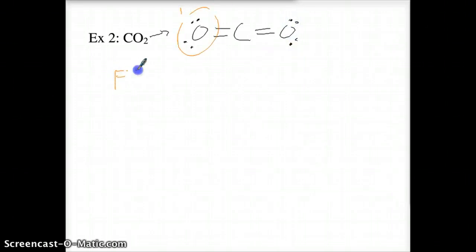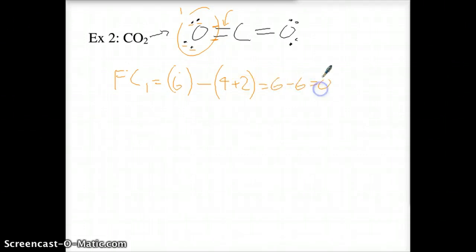So formal charge of atom 1, again, the number of electrons this atom should have is 6, oxygen, group 6, minus how many non-bonding electrons does it have? 1, 2, 3, 4, plus how many bonds does it have? It has 1 bond there, another bond right there. So 2 bonds. This does not count as 1 bond. It's one double bond, but there's 2 electrons participating in bonding, so that's why we put plus 2. So this is 6 minus 6, which is 0.